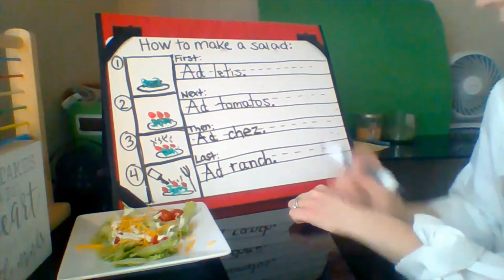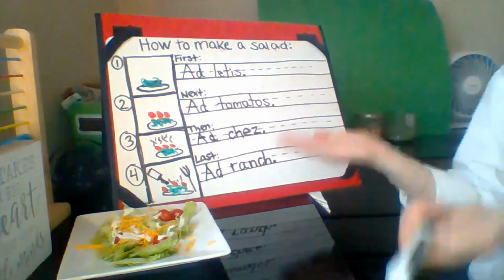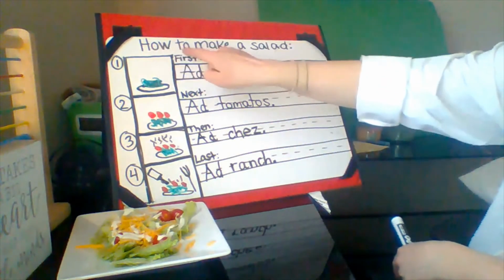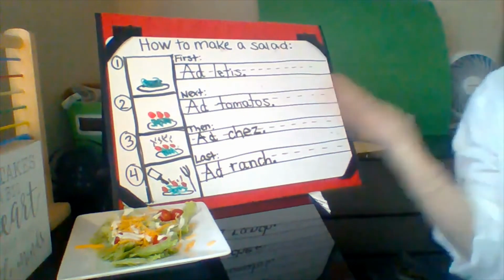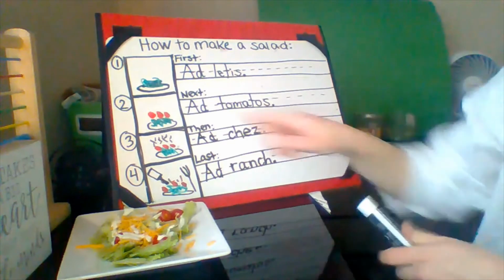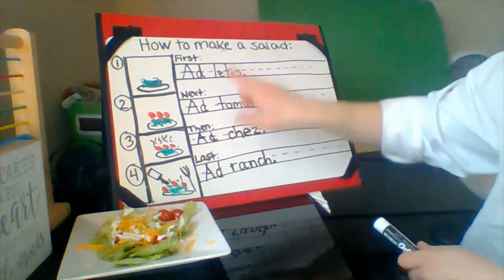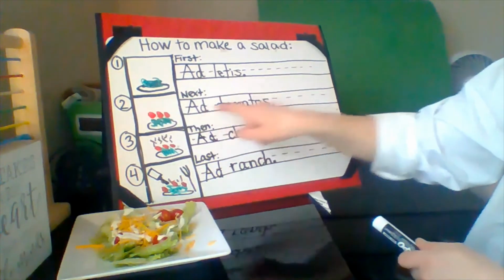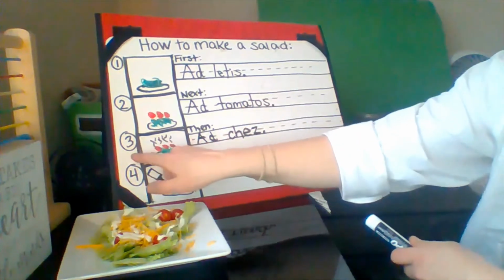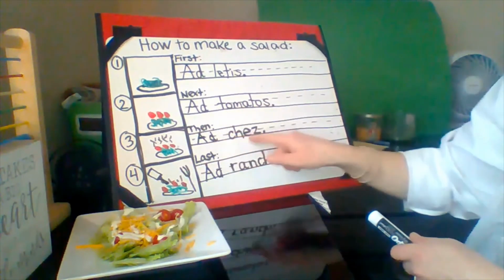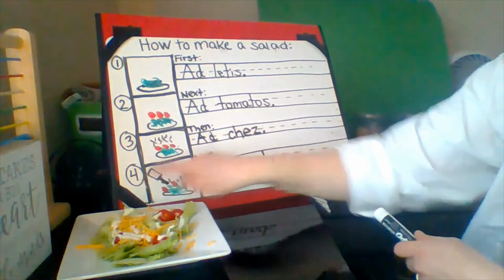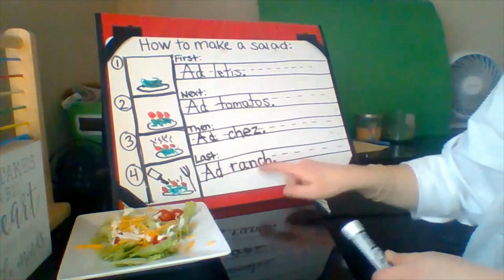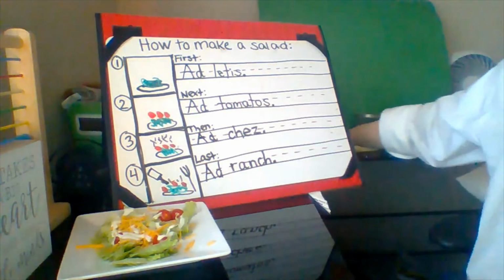Oh my goodness, let's read this together. How to make a salad. That's the title of my how-to writing piece. Step 1, or first, add lettuce. Step 2, next, add tomatoes. Step 3, then add cheese. Step 4, last, add ranch. And then it's time to eat it all up. And friends, it's time. I gotta go eat my lunch. I've got my lunch ready here.